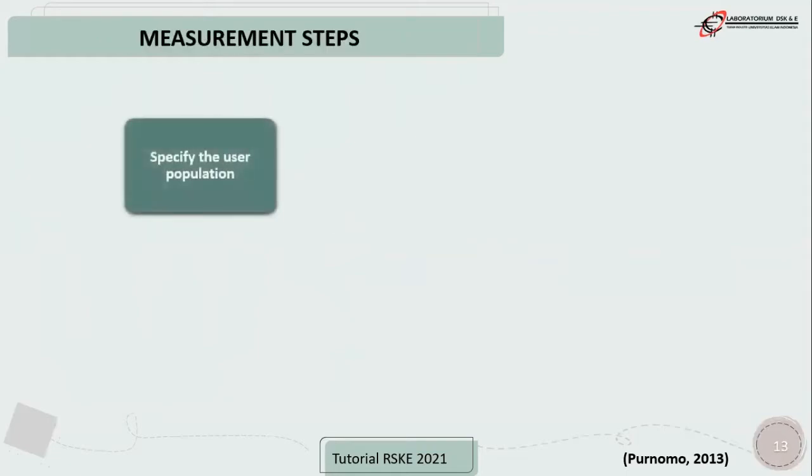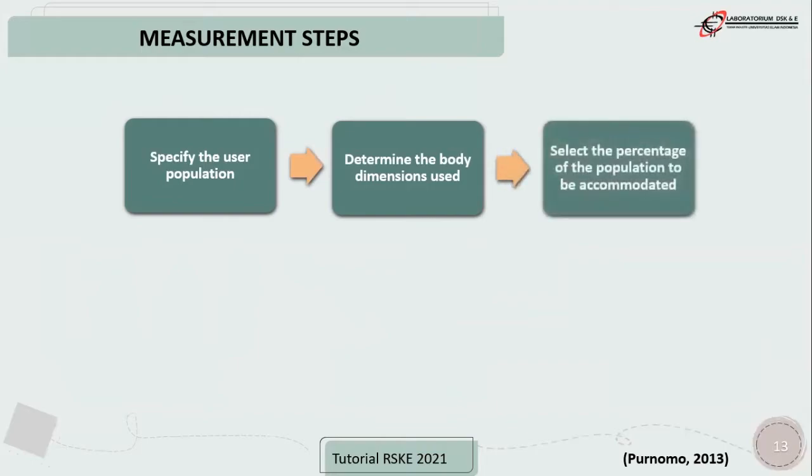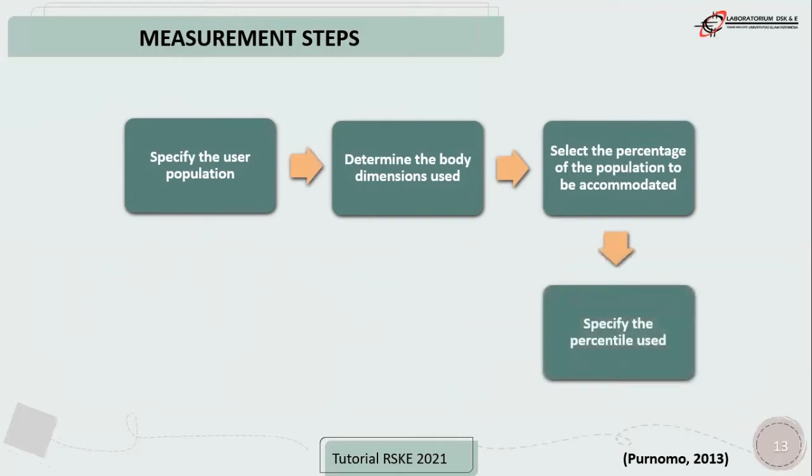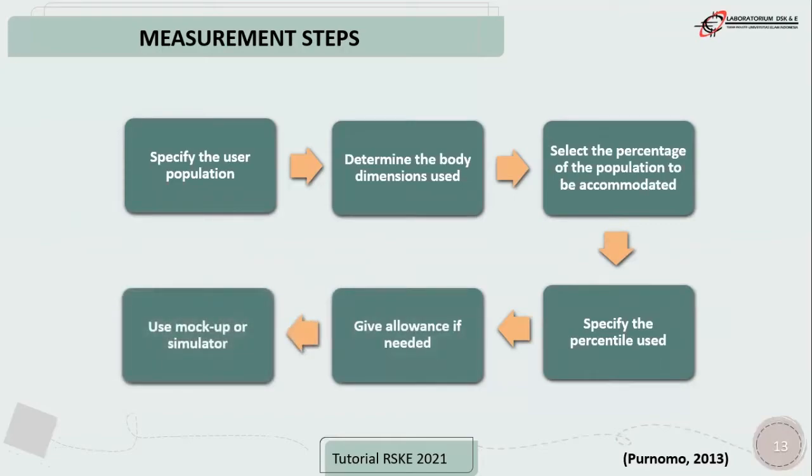Okay, we will move to measurement steps. The first is specify the user population. And then after that, determine the body dimension used. And then select the percentage of the population to be accommodated. And then after that, specify the percentile that is used. And then give allowance if needed. And then use a mock-up or simulator.